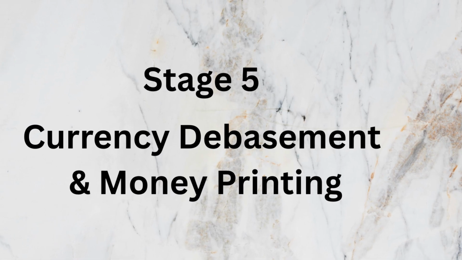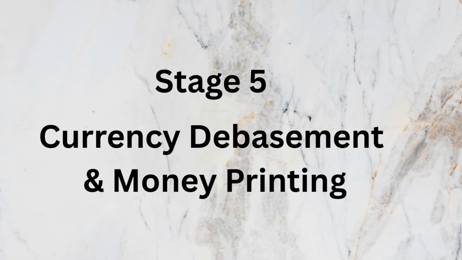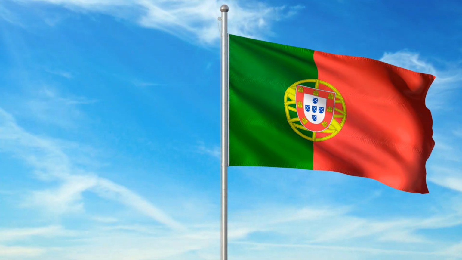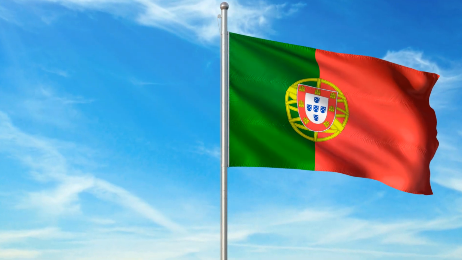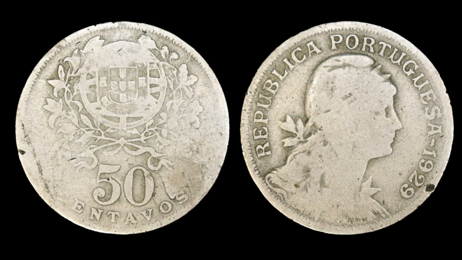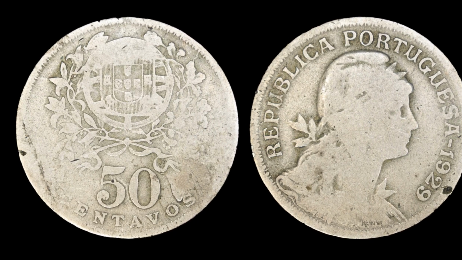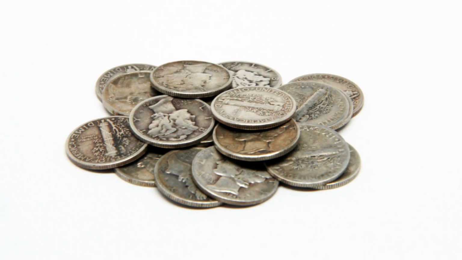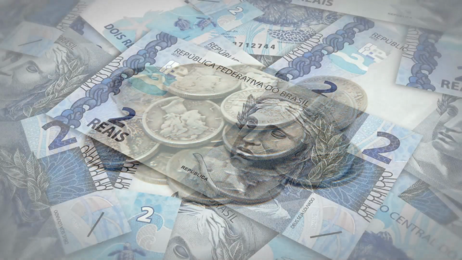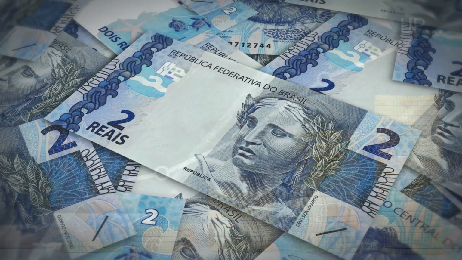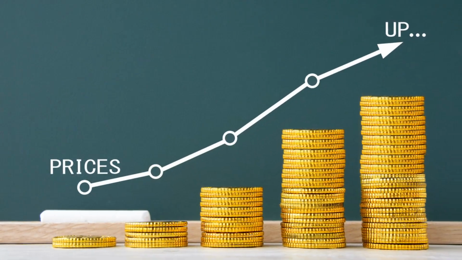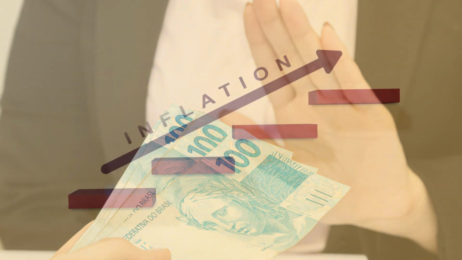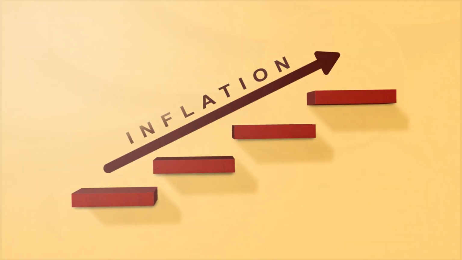Stage 5. Currency debasement and money printing. When deficits become unsustainable, you print money. Portugal did this in the 1550s. Facing deficits and declining trade revenues, the Portuguese crown began debasing the real. They reduced silver content in coins, issued more currency than they had metal to back it. Prices rose. Merchants began refusing reals or demanding more of them. The currency's purchasing power eroded.